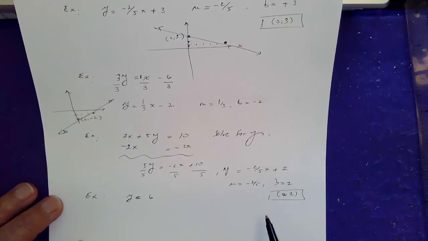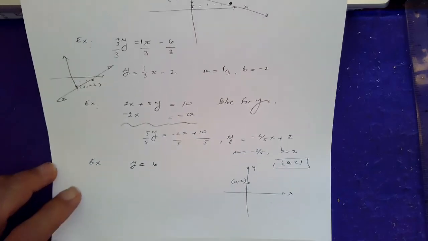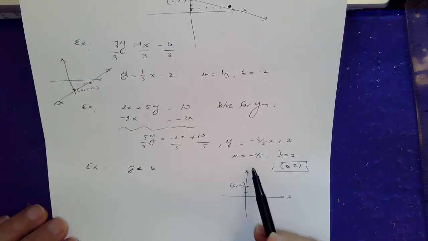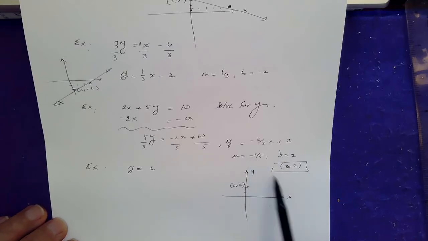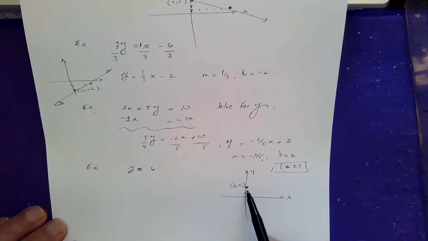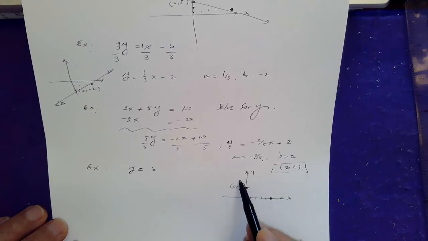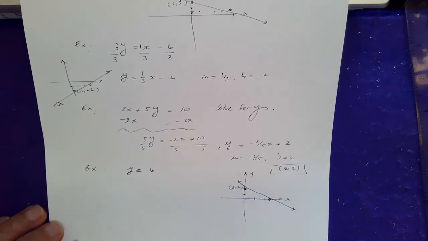(0, 2). So here's the x-axis, here's the y-axis. So 2 means you're going to go up along the y-axis 2 units. At that point, you do the slope. Slope is negative, so the line is going to fall. So that means you're going to go 2 units down and 5 over from the y-intercept. 1, 2, and then 1, 2, 3, 4, 5, 5 over. And as I expected, the line is going to fall.